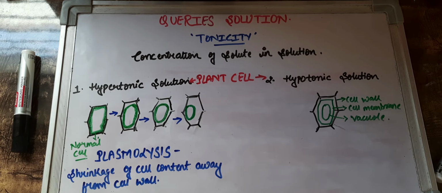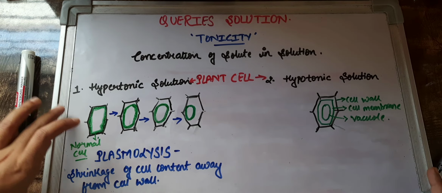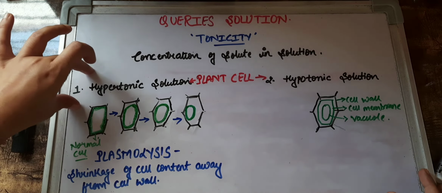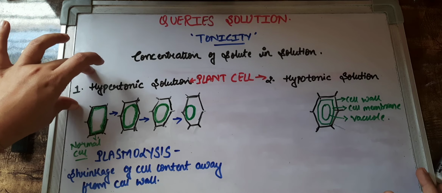So that is again a very rigid structure. It's a membrane that will give a lot of rigidity, a lot of turgidity and a lot of strength to the cell. So if I am placing now the same plant cell in a hypertonic solution, what will happen?